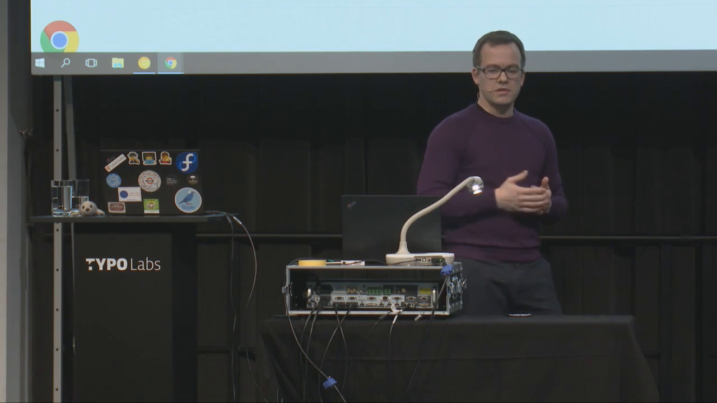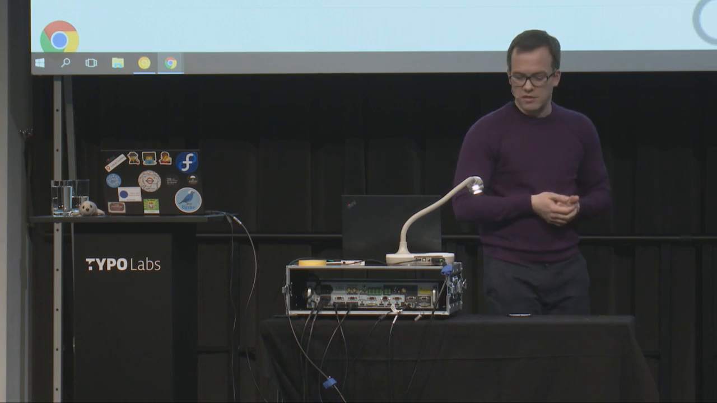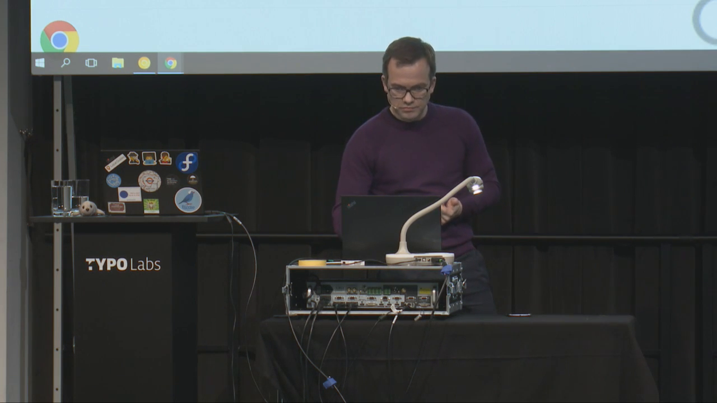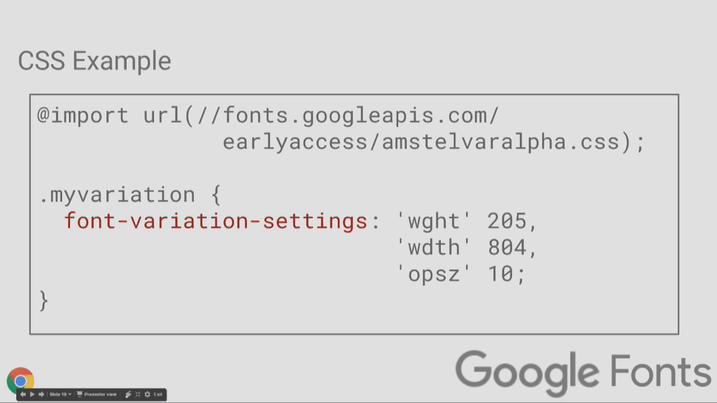Okay, so you can use a website like Access Praxis or TypeShift app, or you can also do your own experiments if you have some web space. And a very simple example here would be to use this CSS import statement. In this case, you can use Google Fonts Early Access to get the Amstelvar alpha version. And then you define a CSS style, my variation, for font-variation-settings, and you should start seeing results in the Chrome Canary version.